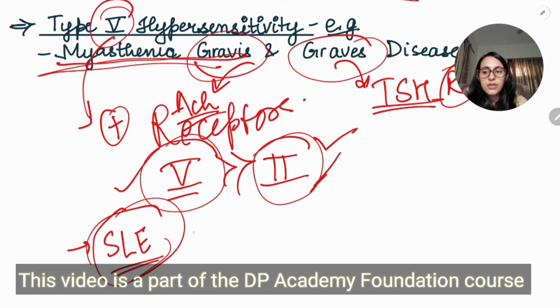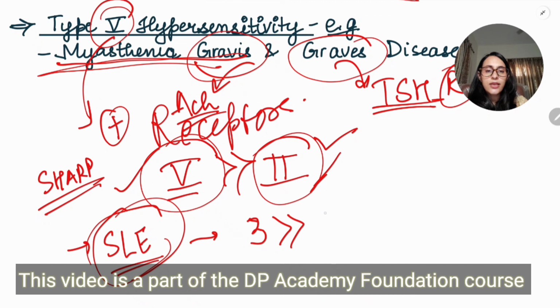Similarly, sometimes SLE is asked in the exam. If you remember, SLE we have studied in type 3 hypersensitivity, which is the SHARP. But for SLE, the first option is going to be type 3 hypersensitivity, and if it is not given in the options, then we mark type 2 hypersensitivity.